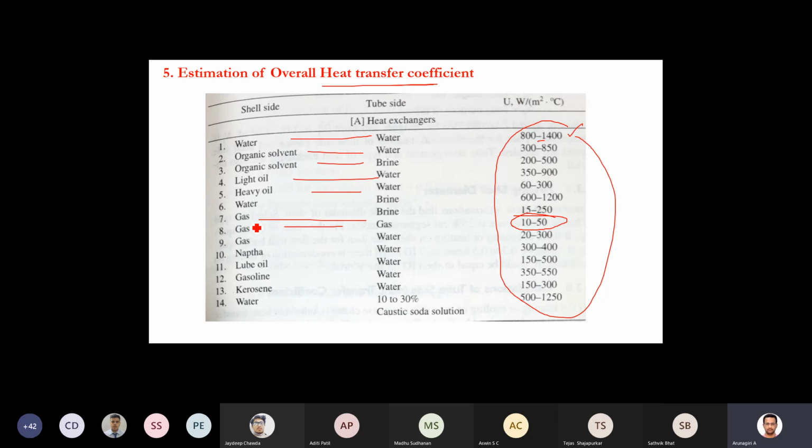So you have to provide more heat transfer area so that you can get better performance in the exchanger. Okay, so for this gas brine, you see the overall heat transfer coefficient will be on the lower side. The order of magnitude is small with respect to overall heat transfer coefficient when we handle gas. Okay, naphtha water, then lube oil, then kerosene water. See, kerosene water, it will be 150 to 300. So different combinations are there.